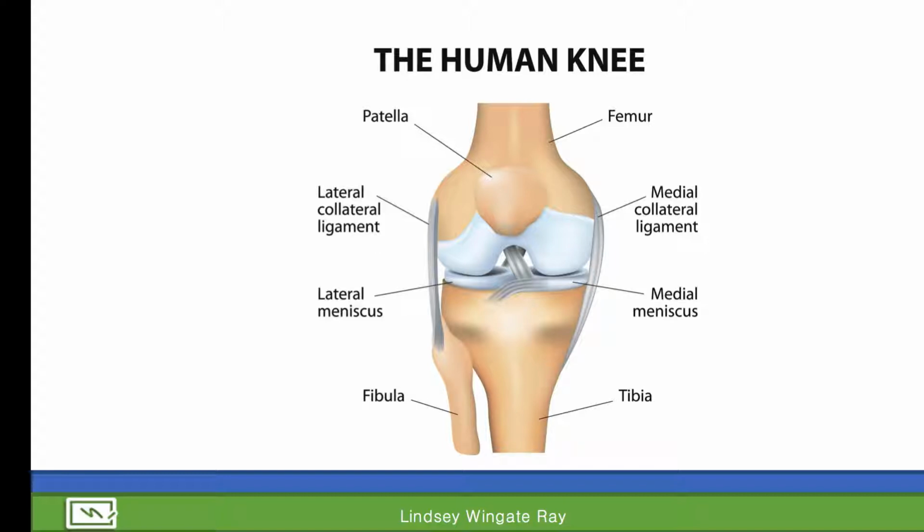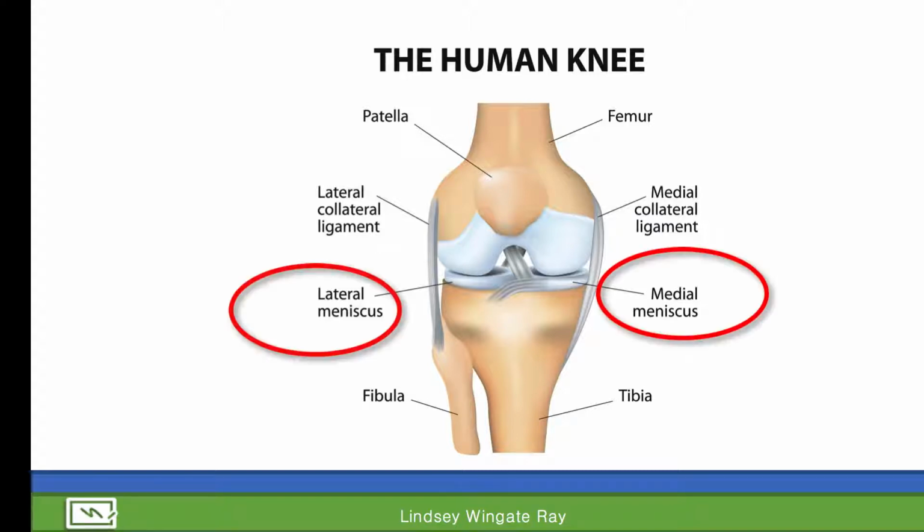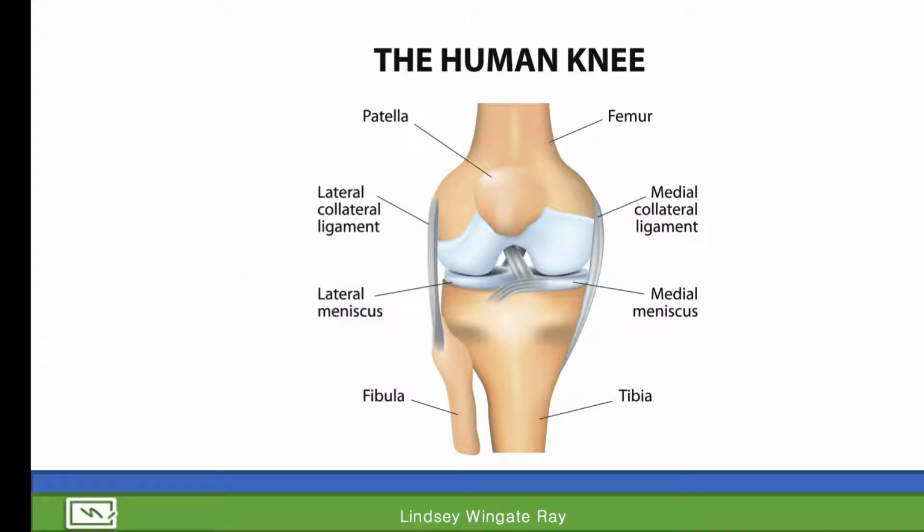Two wedge-shaped pieces of meniscal tissue act as a shock absorber between your femur and tibia. Different from articular cartilage, the meniscus is tough and rubbery to help cushion and stabilize the joint. When people talk about torn cartilage in their knee, they are usually referring to the meniscus. There are 2 menisci in your knee, one lateral and one medial. It's important to know this. Please note it in your book.